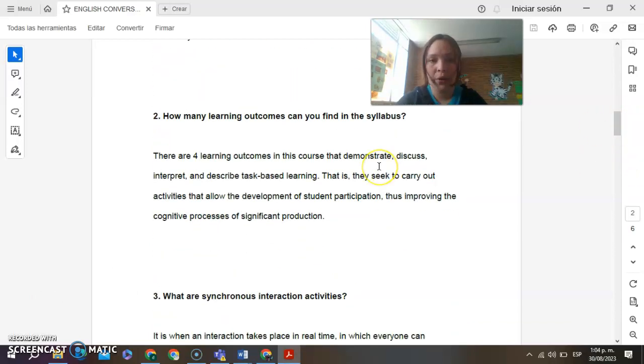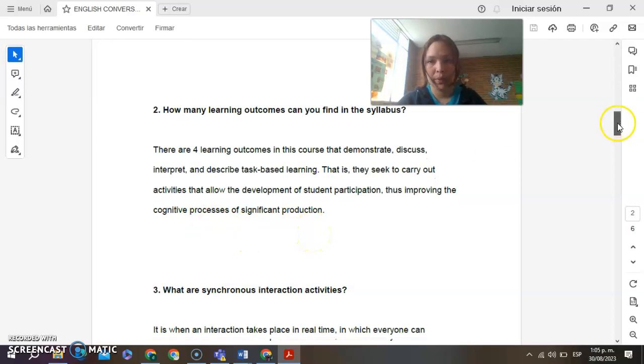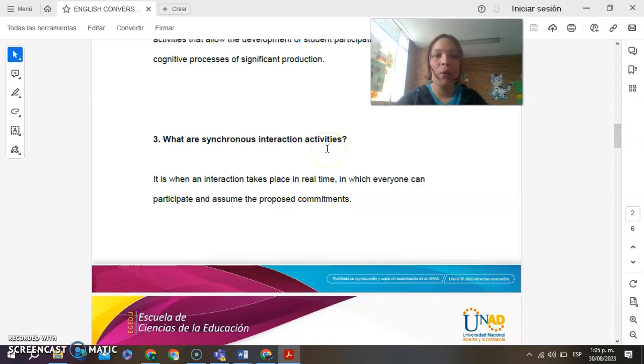How many learning outcomes can you find in this syllabus? There are 4 learning outcomes in this course, that is: demonstrate, discuss, interpret, and describe text-based learning. That is, they seek to carry out activities that allow development of student participation, thus improving the cognitive process of significant production.